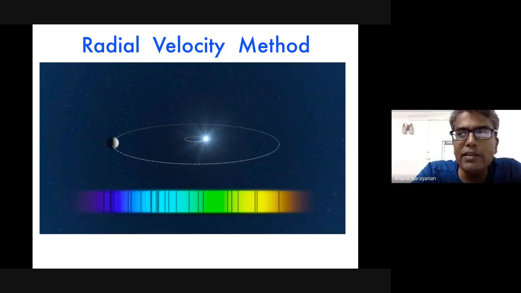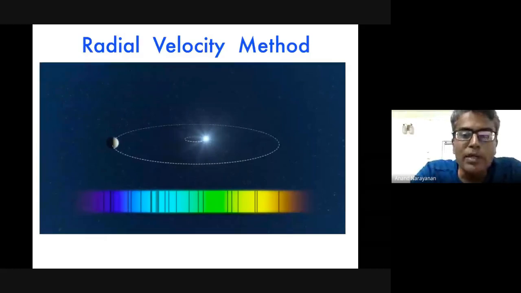But we know that gravity is a mutual force. The star is going to exert a certain gravitational pull on the planet. The planet in turn is going to exert the same gravitational force on the star. But since stars are much more massive, usually 1,000 times more massive compared to planets, the planets end up going around the star and the star doesn't move much.